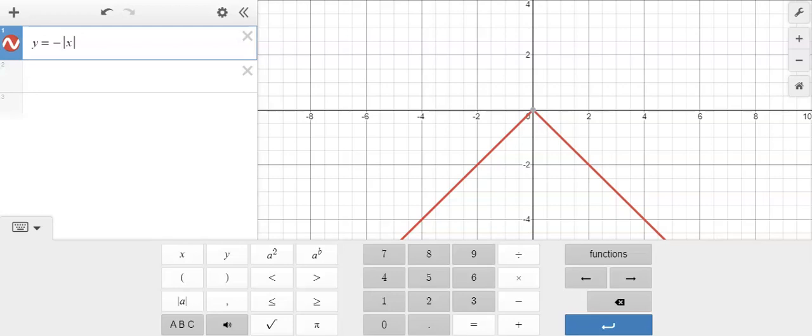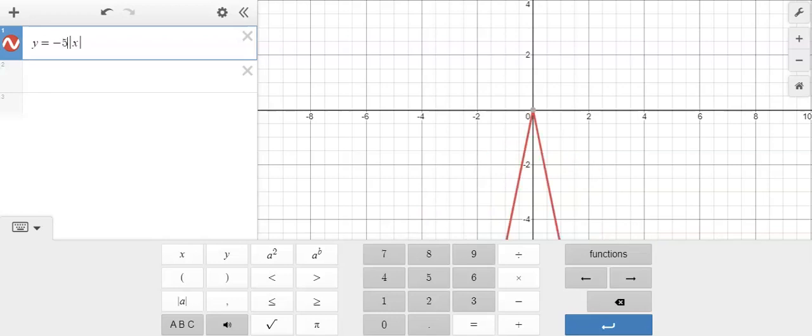And there you see that a negative on the outside flips the graph upside down, reflecting it in the x-axis. Here it would be interesting to see, does the same thing apply with other numbers? So if I use a 2, a negative 2, is it going to make the graph wider or narrower? Is it going to stretch it vertically or compress it vertically? And we notice that it stretches it vertically.